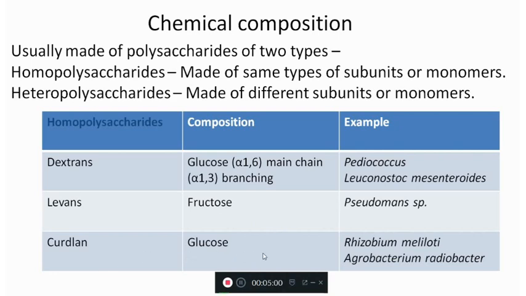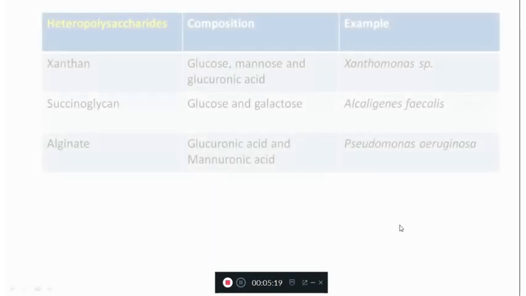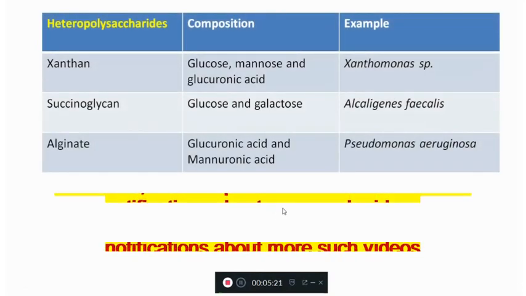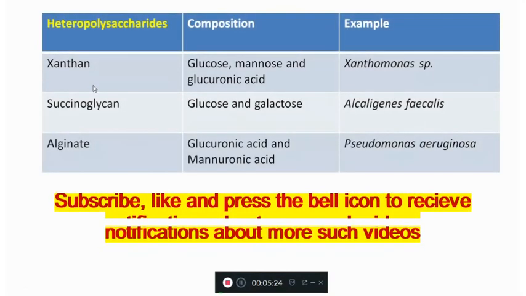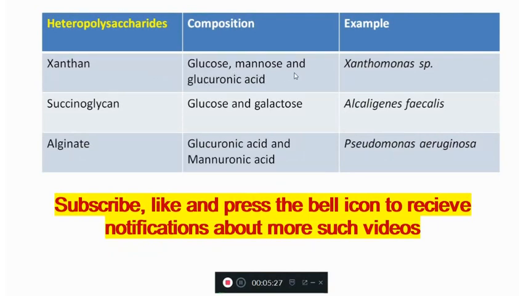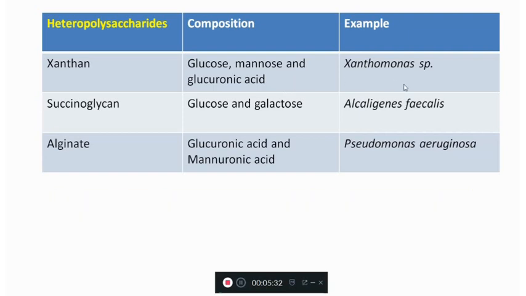Curdlan is made of glucose, and it can be seen in Rhizobium meliloti and Agrobacterium radiobacter. So these are different types of homopolysaccharides that you can find in the capsules of different types of bacteria. Now some heteropolysaccharides. An example is xanthan, which is made of glucose, mannose, and glucuronic acid in different ratios. It can be found in the capsules of Xanthomonas. Another is succinoglycan, which is made up of glucose and galactose.